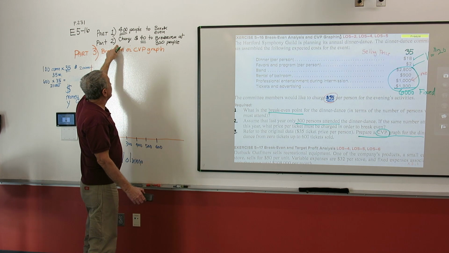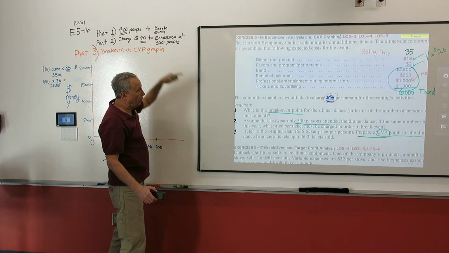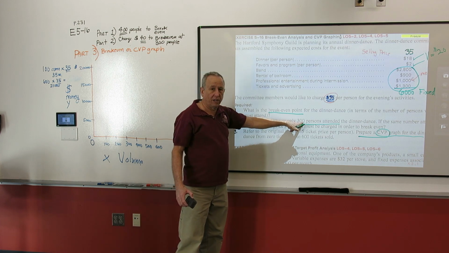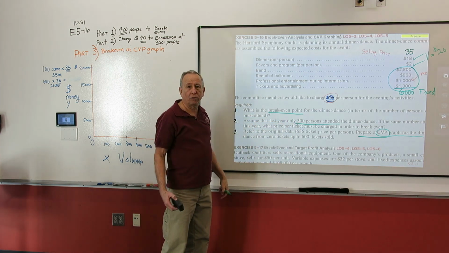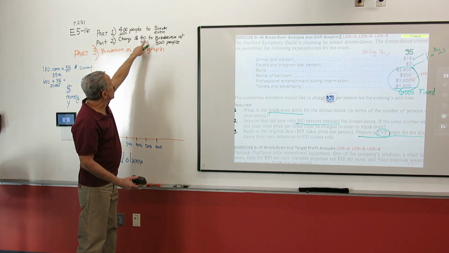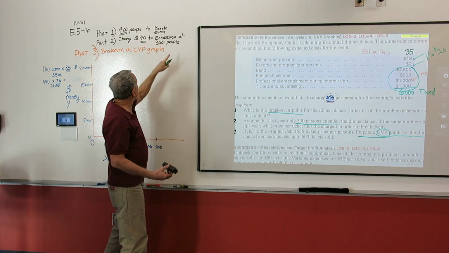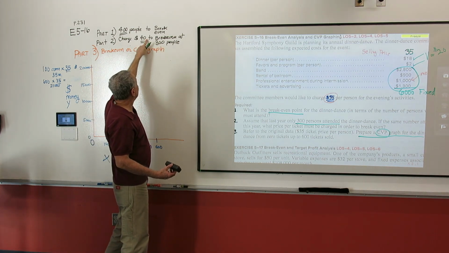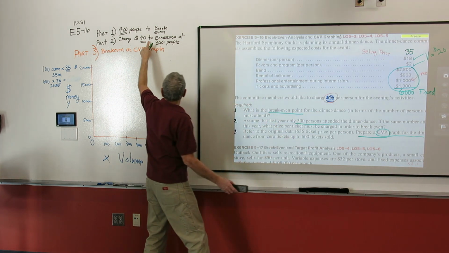In part 2, they asked, what would happen if you couldn't get 400 people? What if you could only get 300 people? Well, if you can only get 300 people, what would be the price that you would have to charge? So we figured that out in class, and the price to charge was $40. You see, again, it makes sense. If only 300 people attend, you're going to have to charge them more than 35. This was the 35. You're going to have to charge them 40.